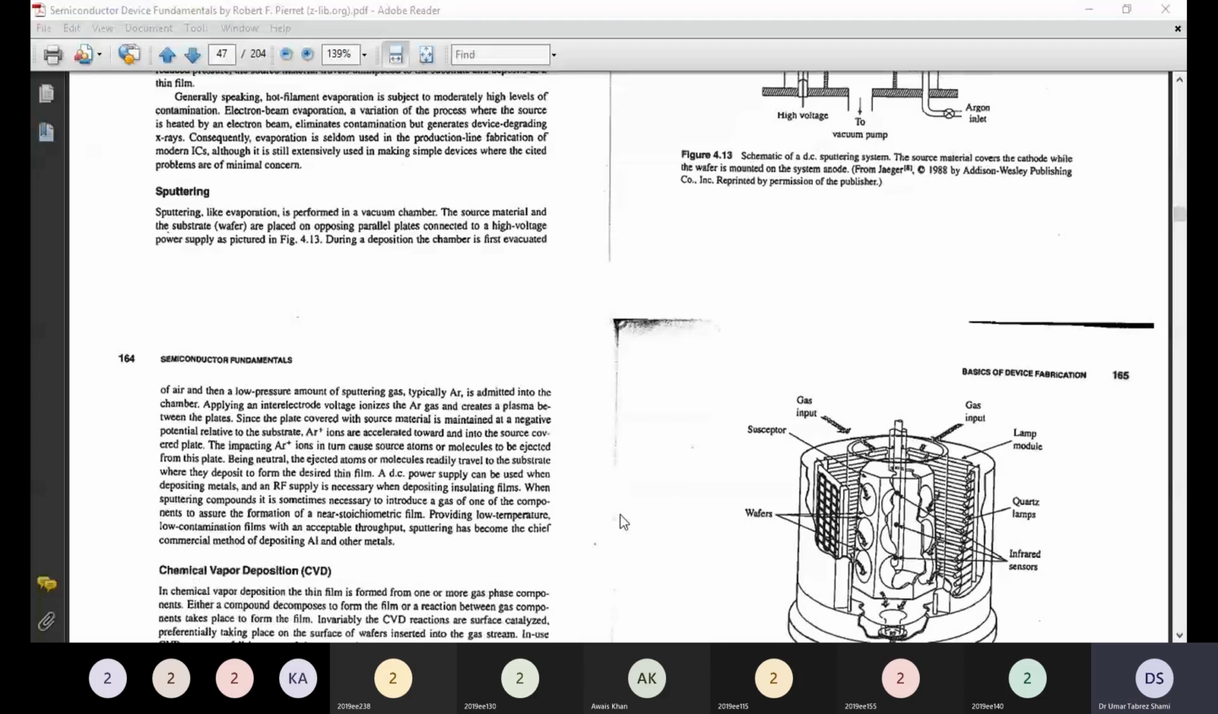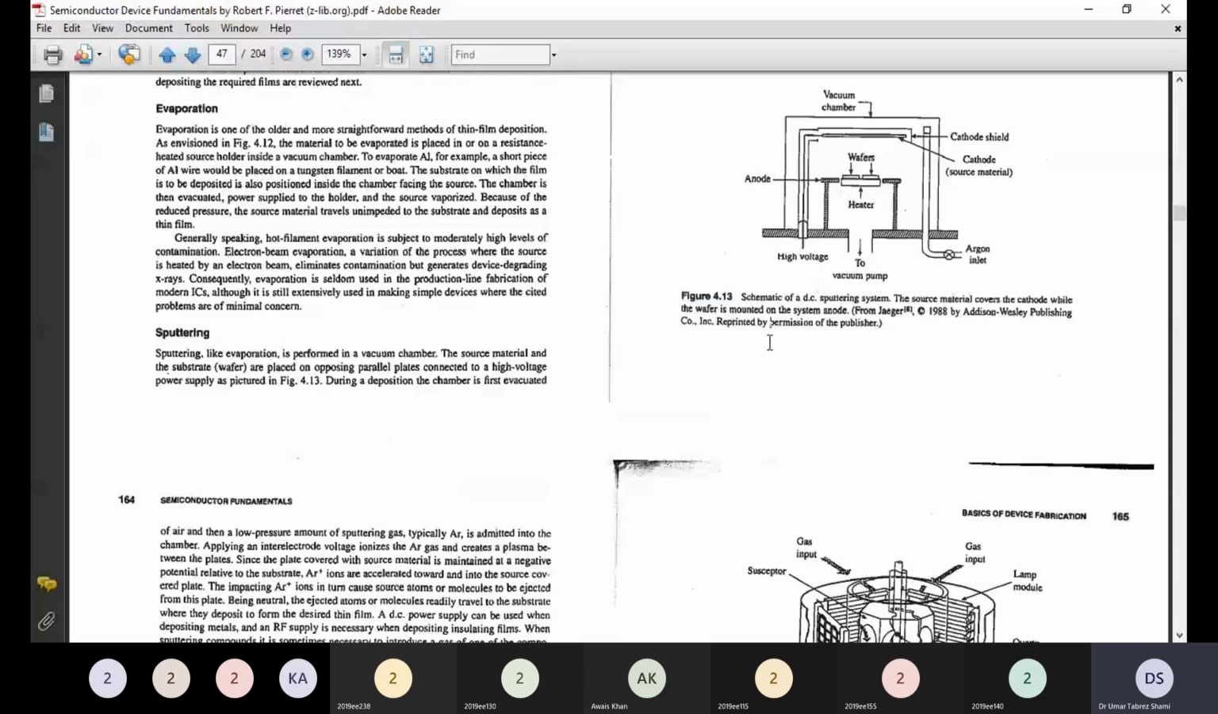So in this diagram, figure 4.13 shows the schematic of a DC sputtering system. The source material covers the cathode. Here we have the cathode terminal, and here we have the anode terminal, and a vacuum is maintained inside the chamber. The wafer is placed on the anode. The source material covers the cathode while the wafer is mounted on the system anode.